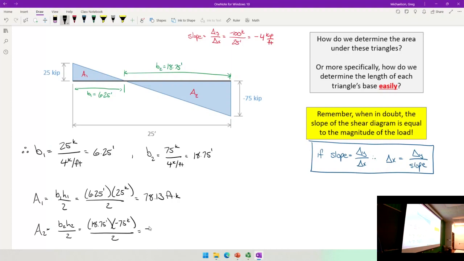Negative 703.13. Say it again. Negative 703.13. Do I have seconds on both of these? Okay.